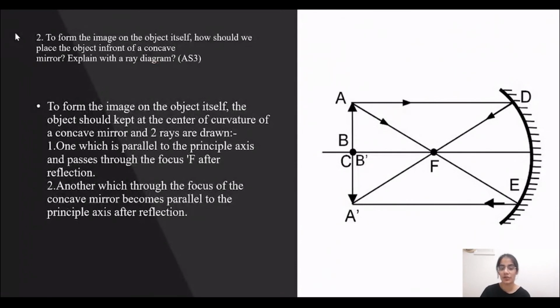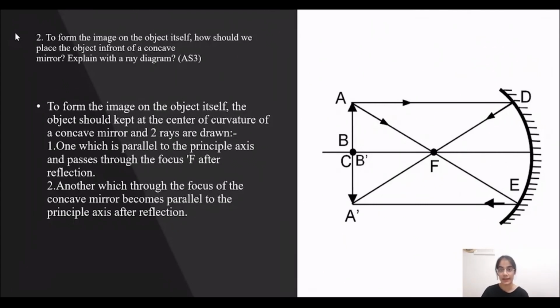To form an image of the size of the object itself, how should we place the object? Explain with a ray diagram. We only know that there is only one condition when it comes to a concave mirror. If you have to form the image that is exactly the size of the object, you have to place the object at the center of curvature.